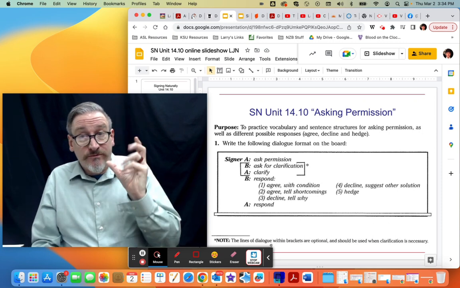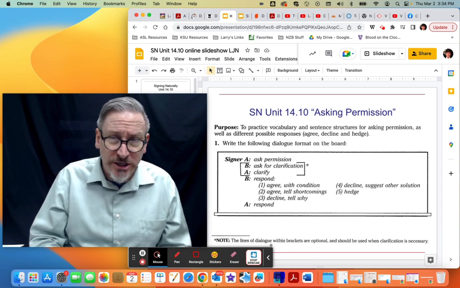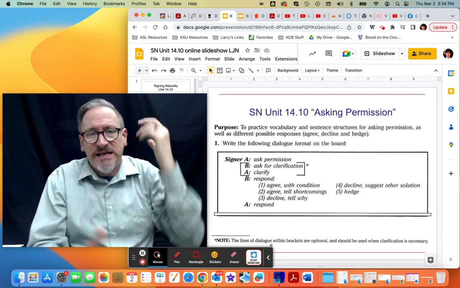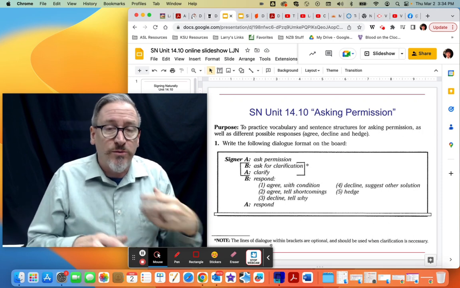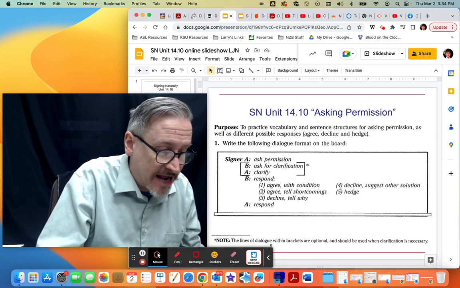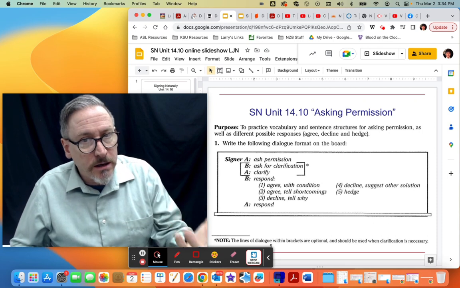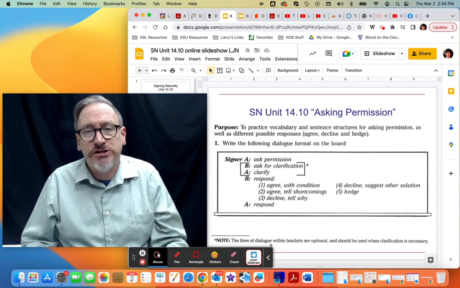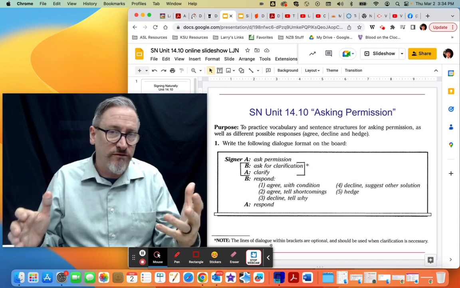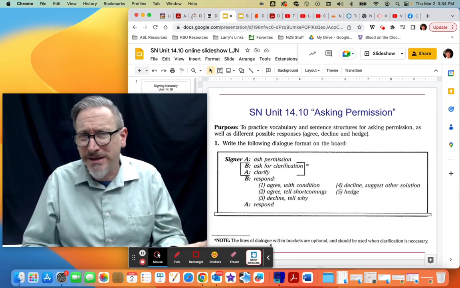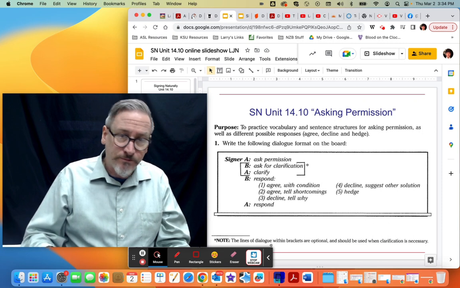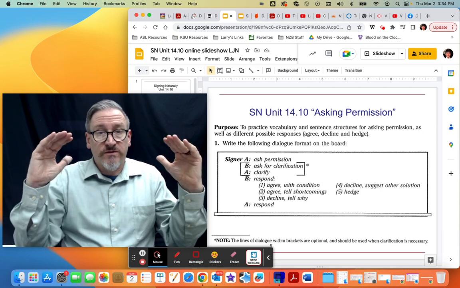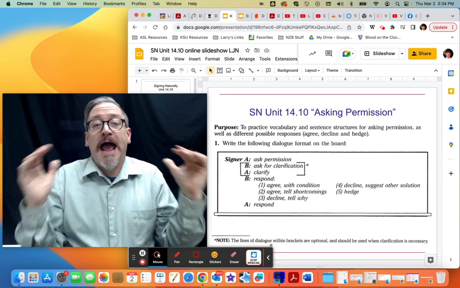Okay. So for 1410, we're just going to be looking at permissions, asking, getting permission. And same idea, as we've been doing before. It's just rather than asking for a change, making a request that way, asking if you can borrow something. Now it's just about, hey, is it okay if I do this, or asking for permission? Slight change, really. The pattern's the same. A lot of the vocab is the same. The asking for clarification and the clarification is just an added complication.